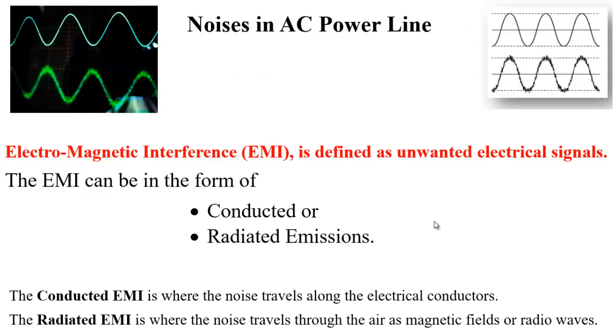Noises in AC line. Electromagnetic interference (EMI) is defined as unwanted electrical signals. The EMI can be in the form of conducted or radiated emissions. The conducted EMI is where the noise travels along the electrical conductors. The radiated EMI is where the noise travels through the air as magnetic fields or radio waves.